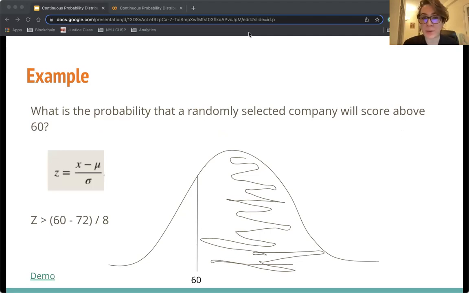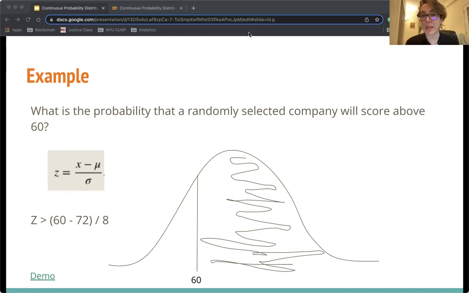So what is the probability that a randomly selected company will score above 60 on this ESG performance scale? We would fill in the area to the right of the curve, and we can use our new formula to calculate the z-score and use our table to find the associated probability. Since our value of x is 60, we plug this right into our formula: 60, the value we're looking for, subtract the mean, divide by the standard deviation. And this equates to negative 1.5.